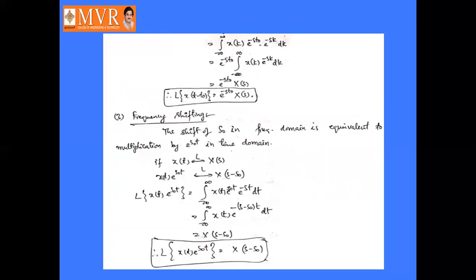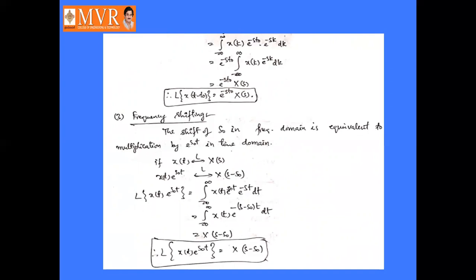So it is the integral from minus infinity to infinity of x(k) e^(-s t0) e^(-s k) dk. So e^(-s t0) will be taken out, and the remaining integral from minus infinity to infinity of x(k) e^(-s k) dk is nothing but X(s). Therefore the Laplace transform of x(t - t0) is equal to e^(-s t0) times X(s).